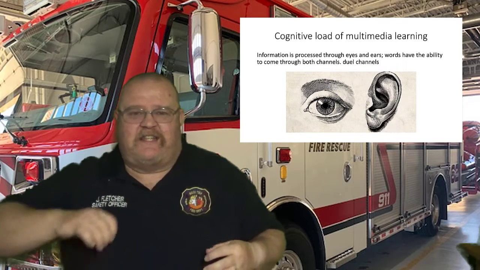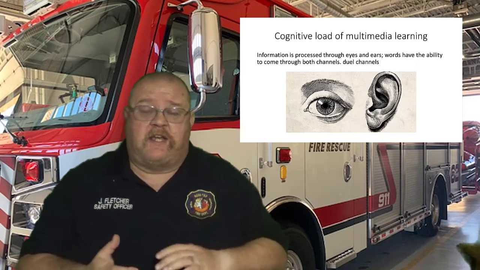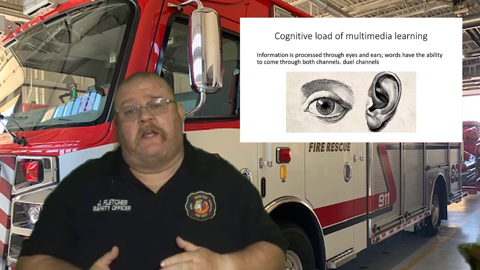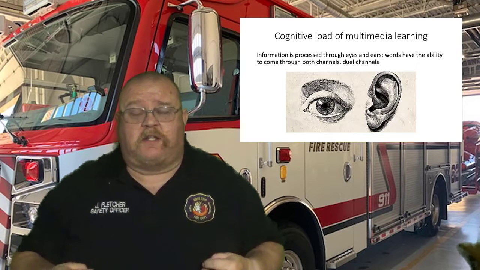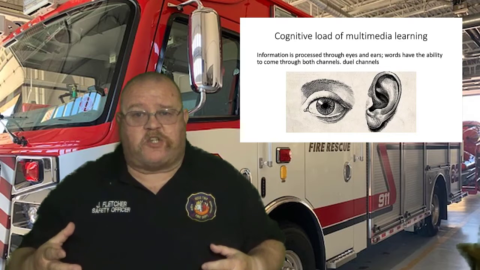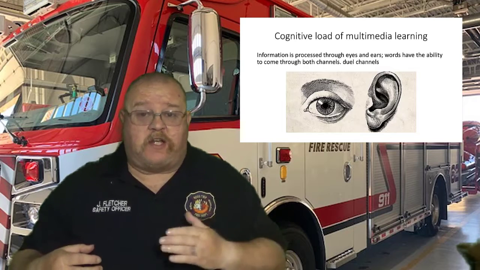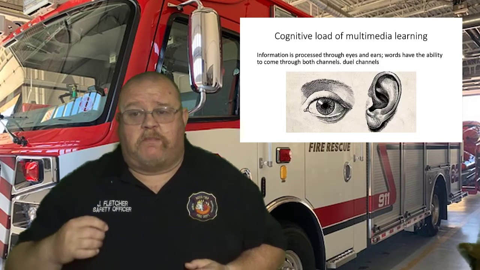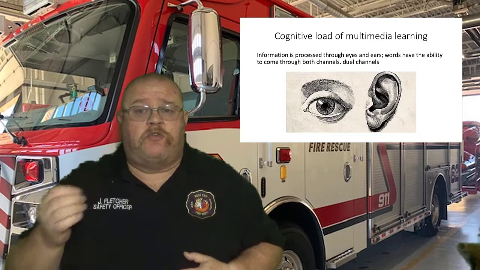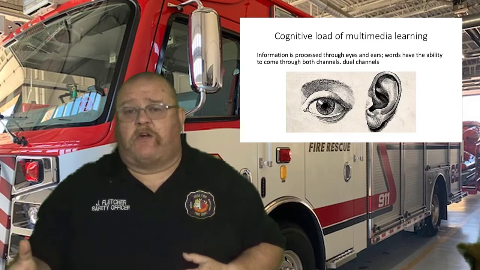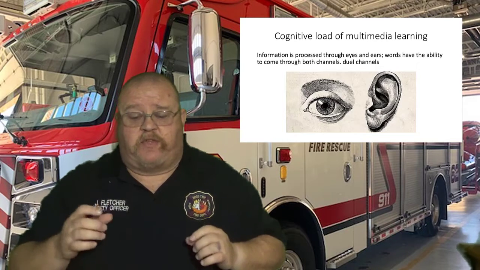What it says is that we have 2 channels, or dual channels, of learning, and that's through words and pictures. Audio and visual is what they call it. Now, words also have the ability to pass through both the audio channel and the visual channel, because if you think about it, if you look at a cow, you know what that is without ever seeing a word describing it. So you have the ability to do both of those.